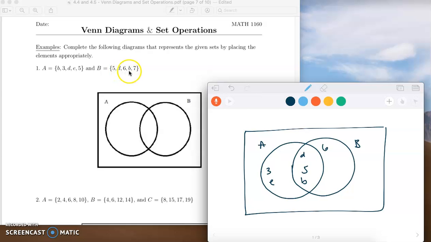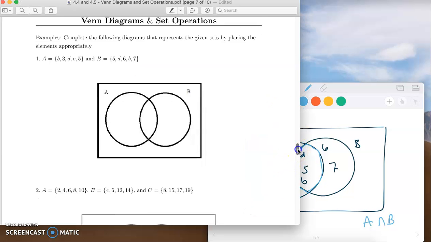Let me just double check. So we have B and D in both. So we have B, 3. Okay. So B is in the intersection, and then we have 7. So as you can see here, this part in the middle, that's our intersection. That's what we would consider A intersect B. Okay. All right, so that's how we do a Venn diagram.